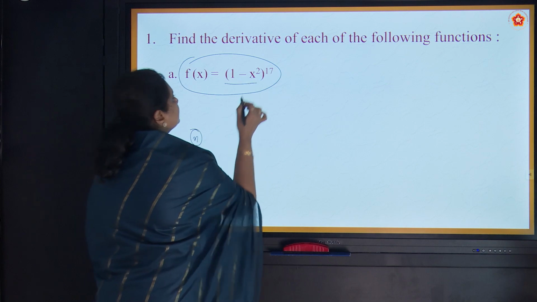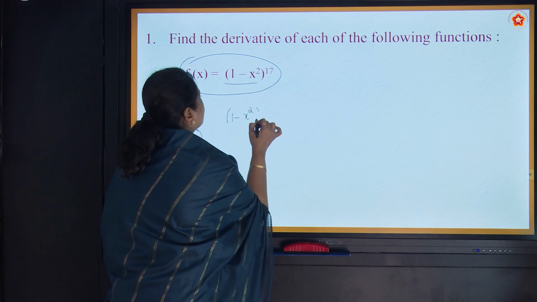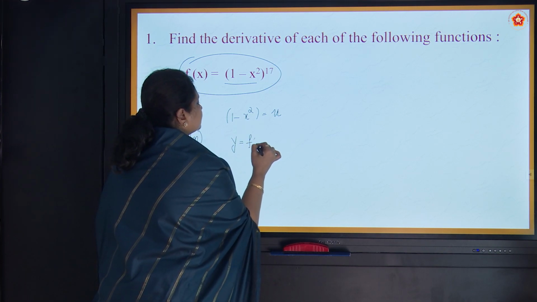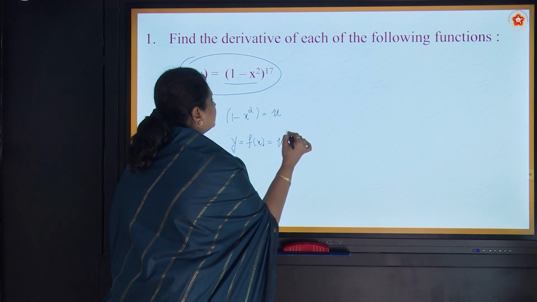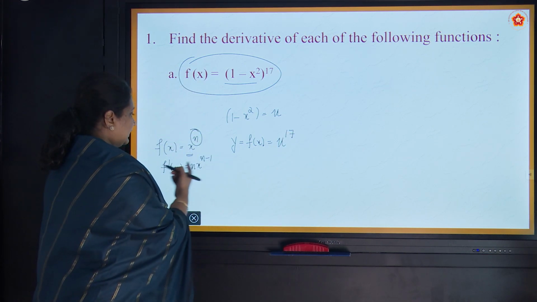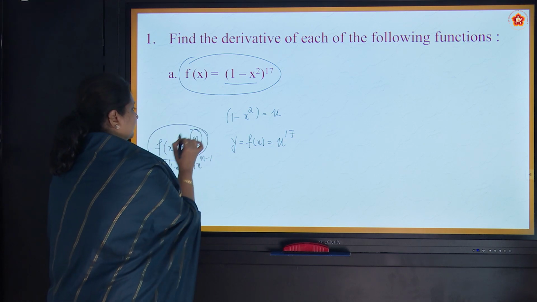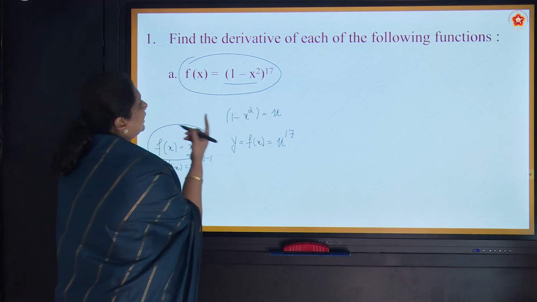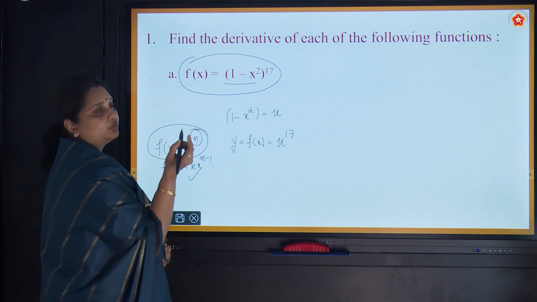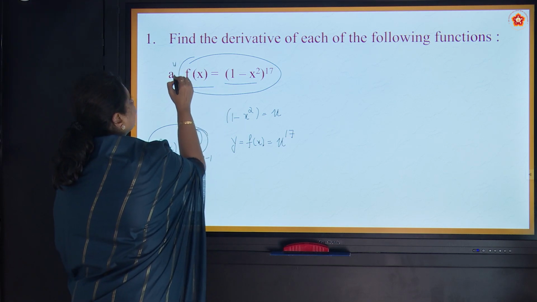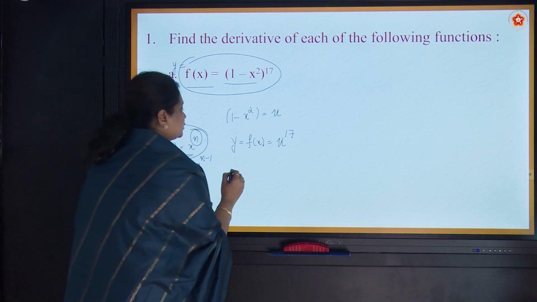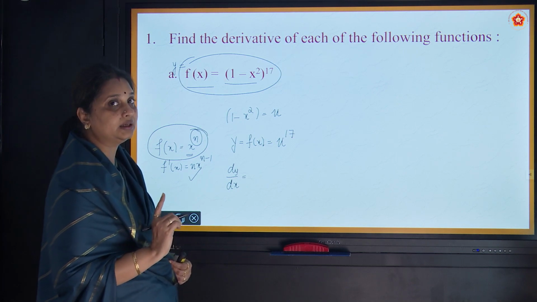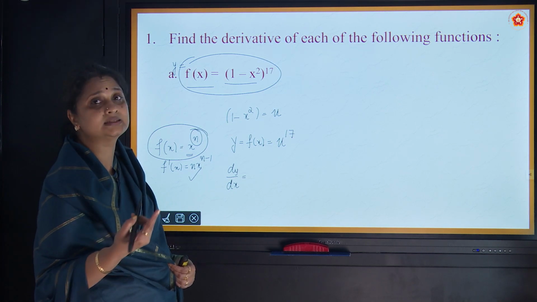Now, for my convenience, I am going to replace 1 minus x square as u, so that my y, that is equal to f of x, becomes u power 17. Now, I can easily use this particular result to differentiate this. Now, what do I need? I need to find the derivative of each of the following. This y or f of x is in terms of x. So, I need to find dy by dx. But I have converted my y into u. So, with u, how am I going to find the dy by dx?